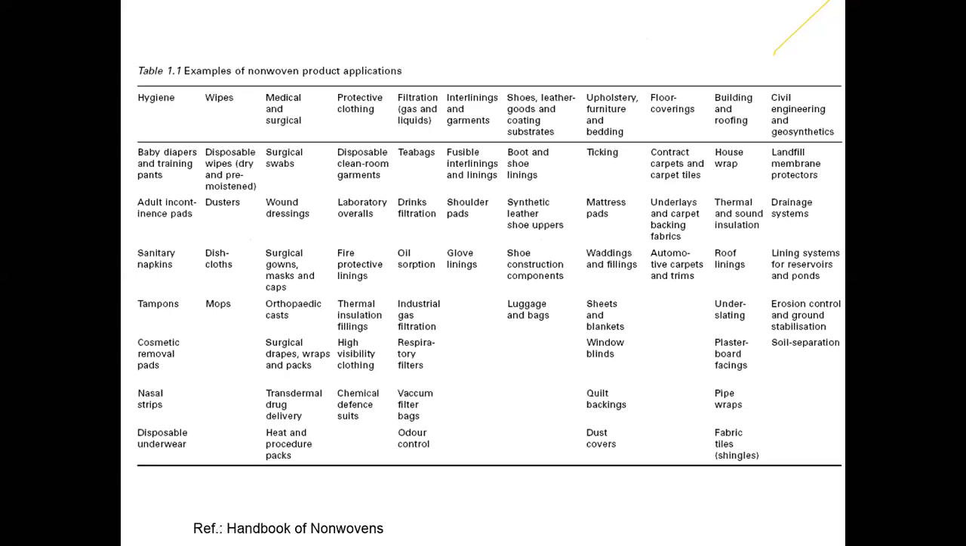So here are examples of non-woven products and their applications. We have a variety of applications, as we discussed earlier: health and hygiene, wipes, medical and surgical, protective clothing, gas and liquid filtration, interlinings in garments, shoes, leather goods and coating substrates, upholstery, furniture and bedding, floor coverings, building and roofing, civil engineering and geosynthetics. These are the various applications of non-woven fabrics. So in health and hygiene, baby diapers and training pants are there.